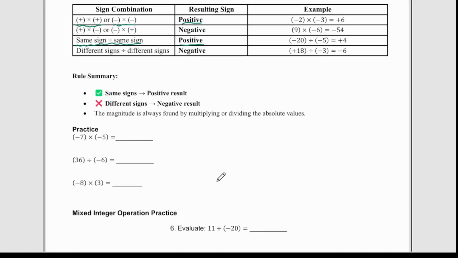So let's actually practice that. Go ahead and pause your video and try each of these three for a minute, and then come back and check your work. So -7 times -5, they are the same sign, so that's going to end up with a positive 35. 36 divided by -6, that's asking ourselves, -6 goes into positive 36 how many times? -6 times. And then if you do -8 times 3, another situation where they are different signs, that is going to get you -24.